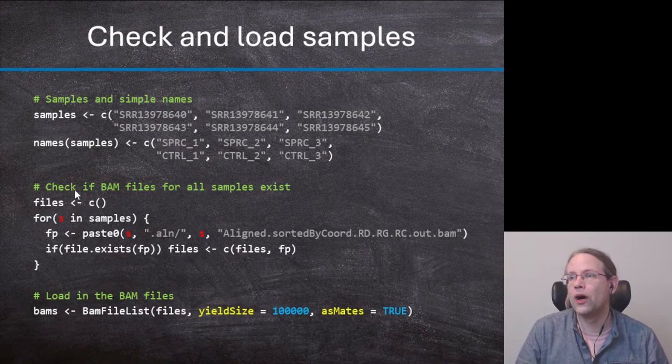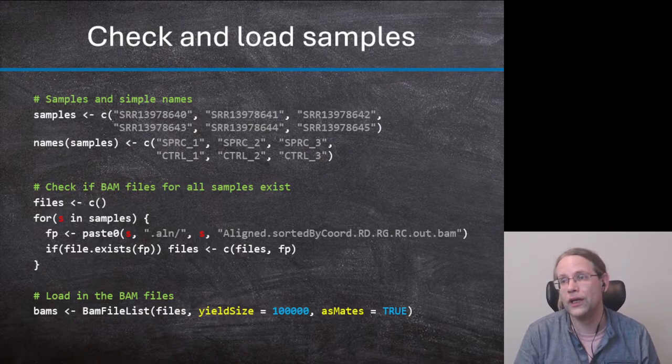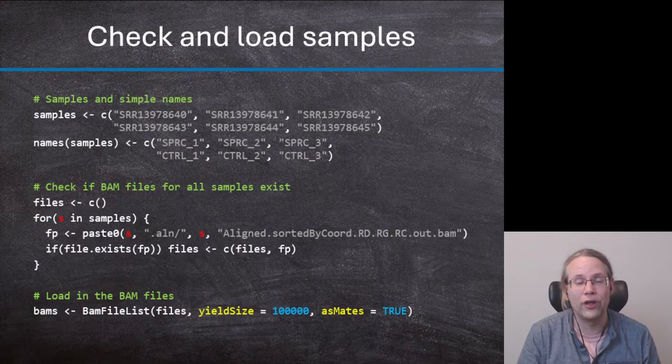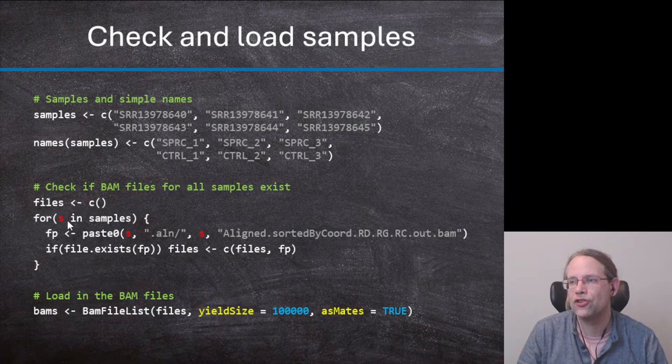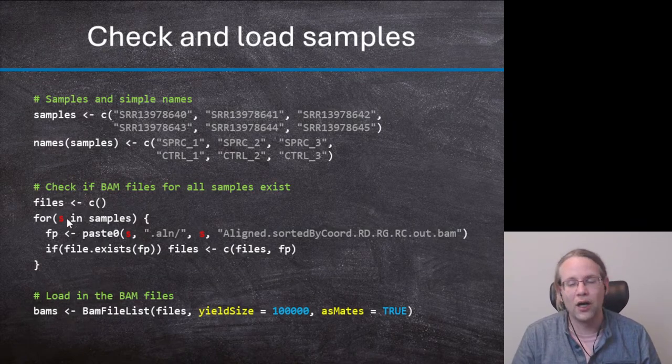All right, and then I'm going to check if all of the BAM files for all of the samples exist, right? Because I copied them over. It might be that one of the alignments failed somewhere. So I want to make sure that I don't try to load in files which are not there. So that's why I put this additional check in there with the file exists. But the thing that I'm going to do is I'm going to make a new vector, which initially is empty, which will contain all of my files, all of the BAM file names. And I'm just going to iterate through my samples. So I'm going to say for s, so s is my iterating variable, in samples.